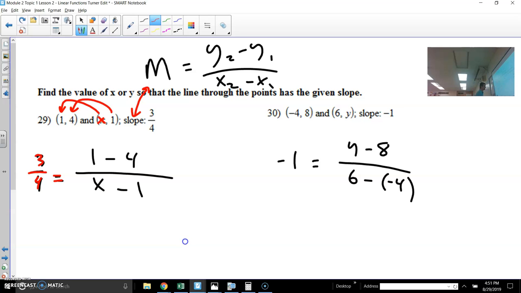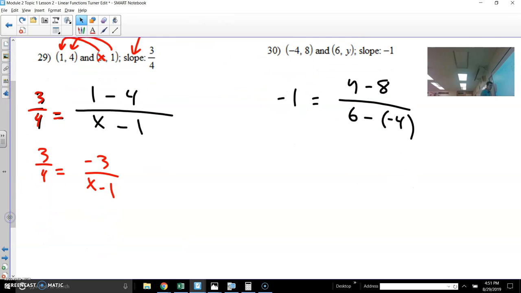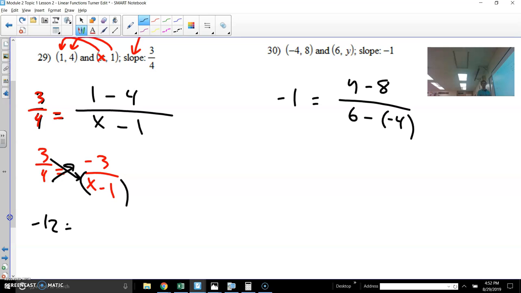So I may start by simplifying a little bit. On the right side, I see 1 minus 4 in the numerator, and that makes negative 3. And so now I need to figure out how to solve this proportion. I'm going to start with cross multiplication. 4 times negative 3 is negative 12. And if I cross multiply the other direction, it's important to understand that distribution is a part of the process. 3 times x, 3x. 3 times negative 1 is negative 3. And now your goal is to tell me the value of x by solving that equation.